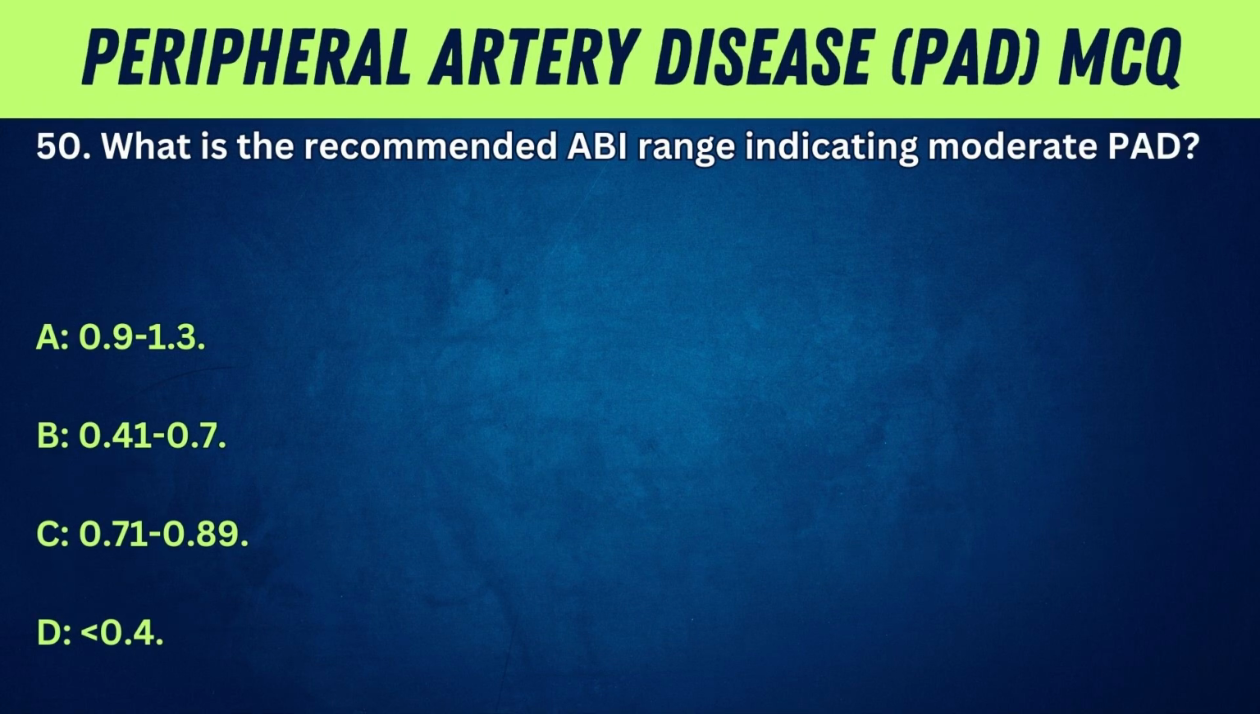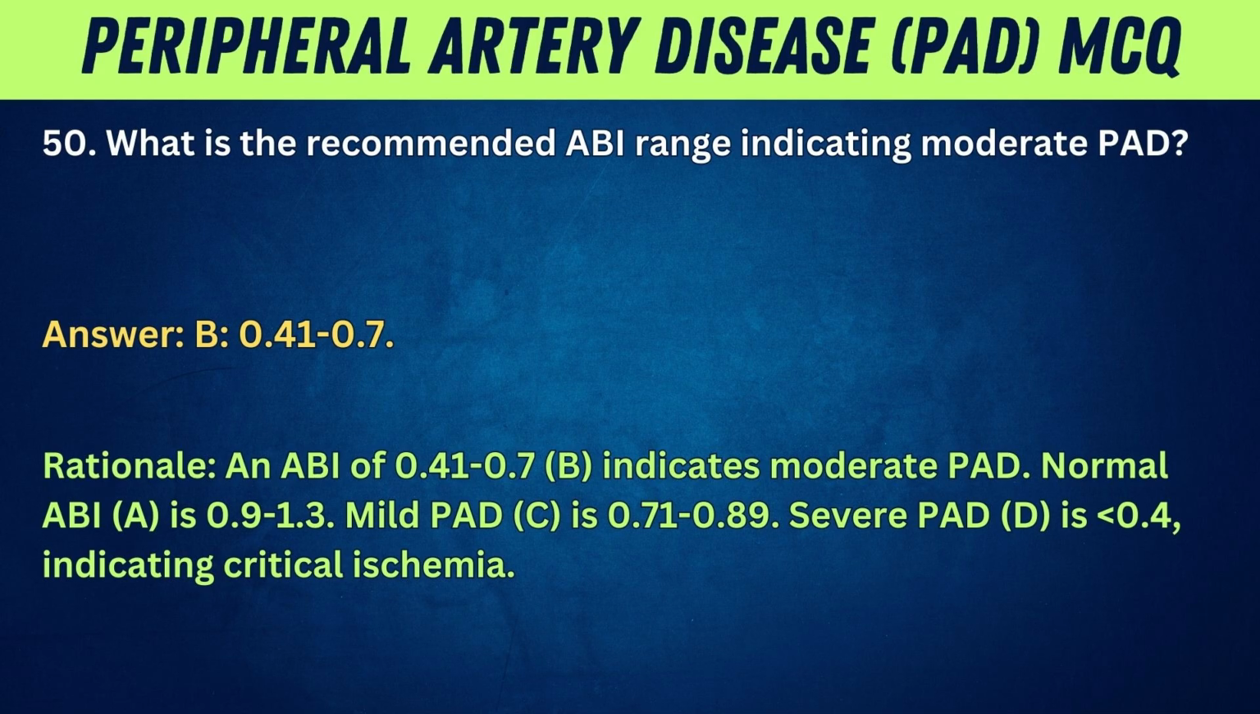50. What is the recommended ABI range indicating moderate PAD? A. 0.9 to 1.3. B. 0.41 to 0.7. C. 0.71 to 0.89. D. Less than 0.4. Answer: B. 0.41 to 0.7.